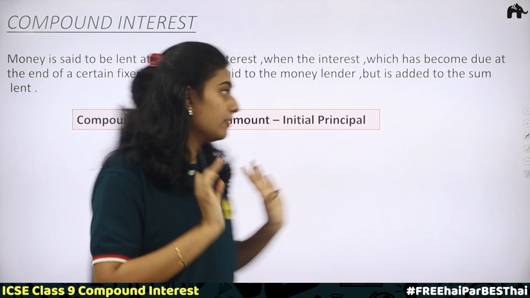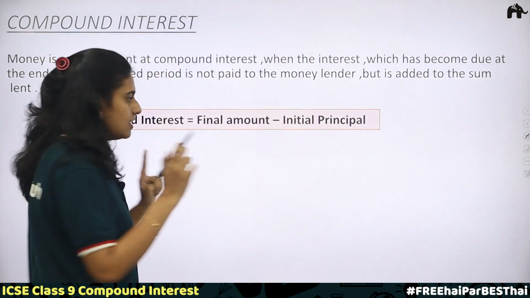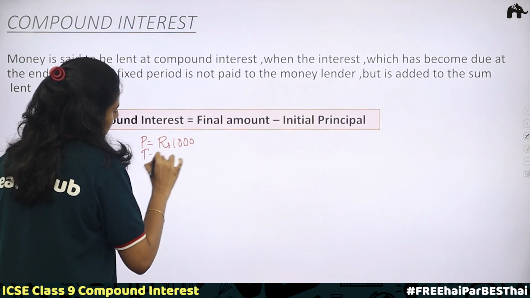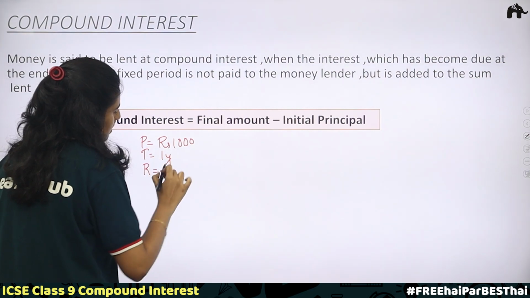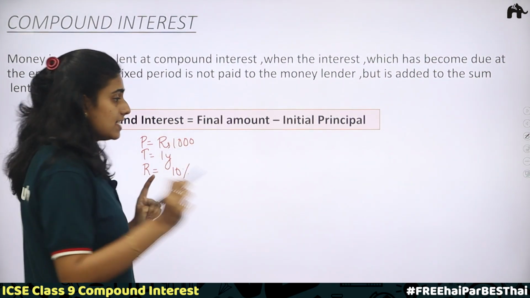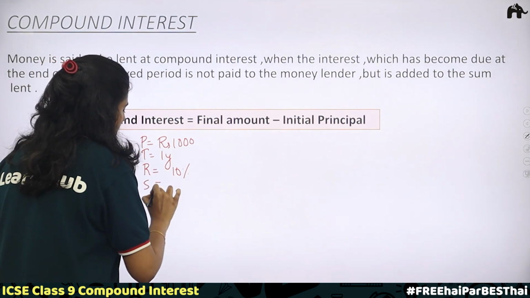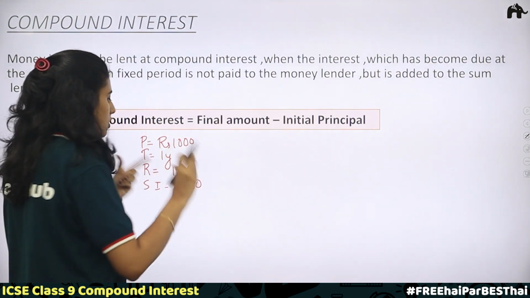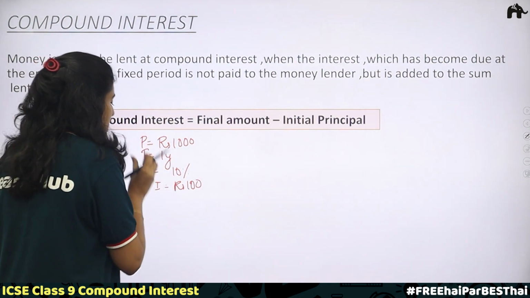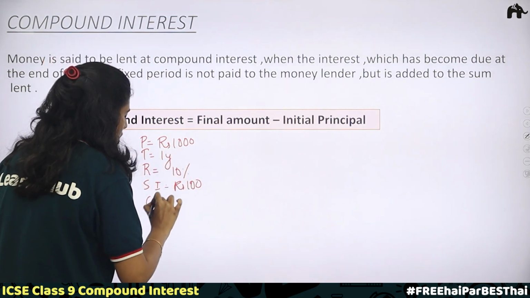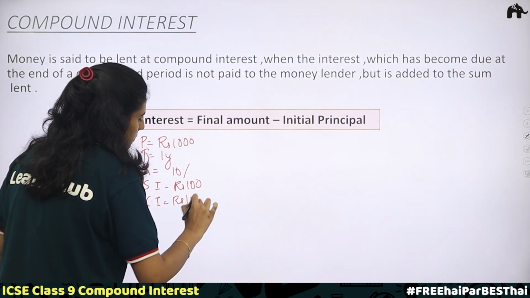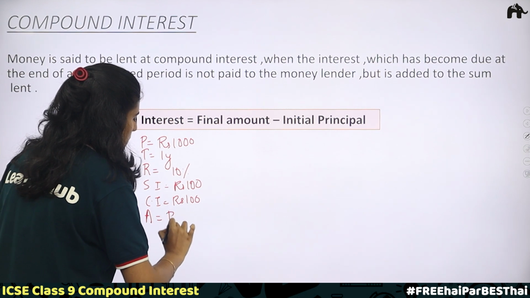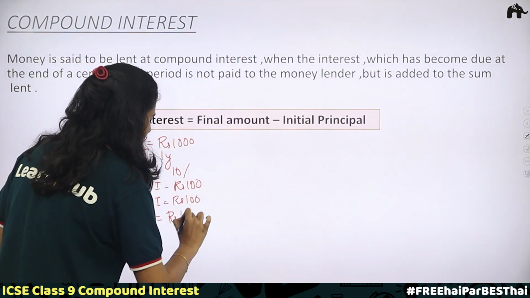Let's see how. We will take the same example. We have calculated the simple interest for a principal of rupees 1000 for a time period of 1 year, at a rate of interest of 10%. We got the simple interest to be equal to 100 rupees. For the first year, when you calculate the compound interest, it will be the same as the simple interest. You will get compound interest equal to rupees 100. And we can find the amount. Amount will be equal to principal plus interest, which is rupees 1000 plus 100, rupees 1100.